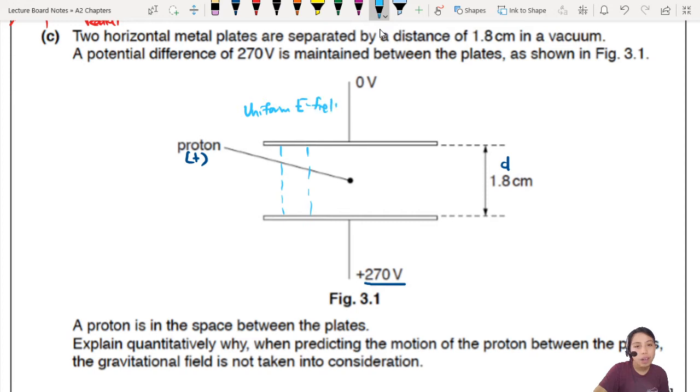Uniform E field. Not radial. Radial is the sphere one. Now it's uniform because it's a parallel plate. And how do we know which direction it's pointing to? The hint lies in the potential difference between the plates.